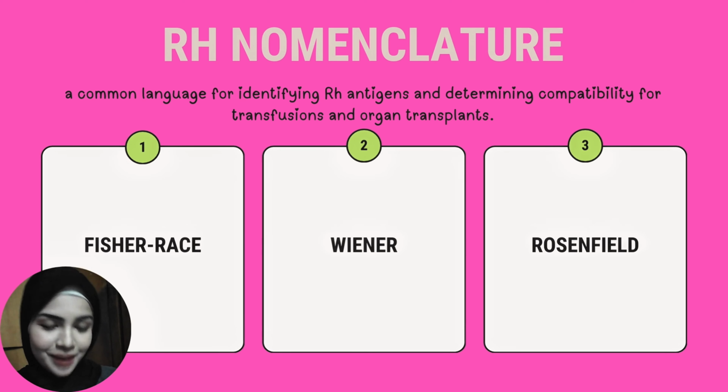So now I'm going to be explaining Rhesus nomenclature. So what is Rhesus nomenclature? It is a common language for identifying Rhesus antigens and determining compatibility for transfusions and organ transplants. There are three Rhesus nomenclatures that I'm going to be explaining in this presentation. The first one is Fisher-Race, the second one is Wiener, and the third one is Rosenfeld.